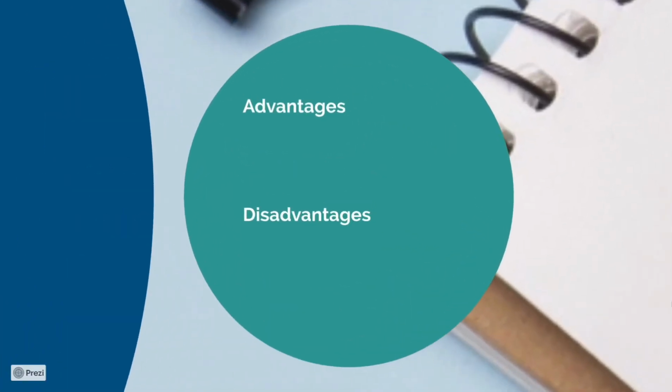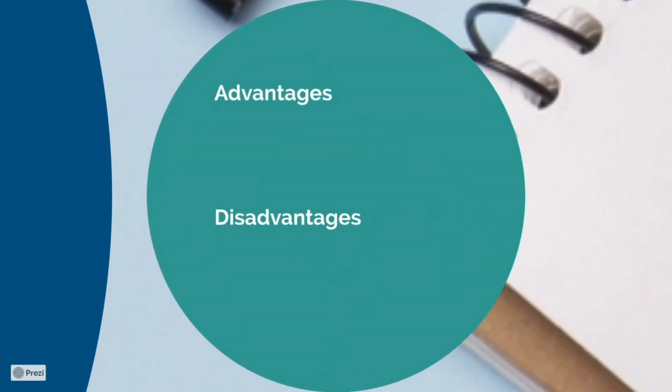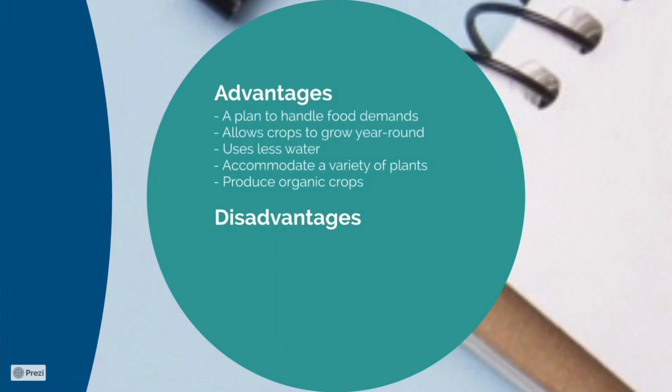There are some advantages to our vertical greenhouse farm idea. It offers a plan to handle future food demands. It allows crops to grow year-round. It uses significantly less water. Climate and temperature can be adjusted to accommodate a wide variety of plants. More organic crops can be grown, and there is less exposure to chemicals and disease.